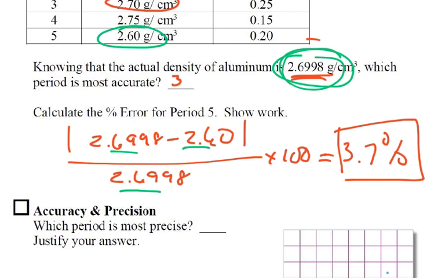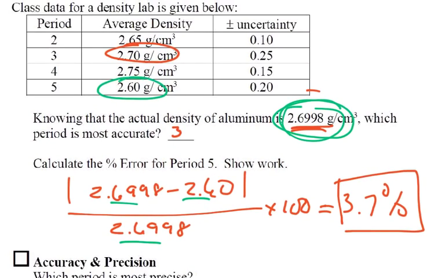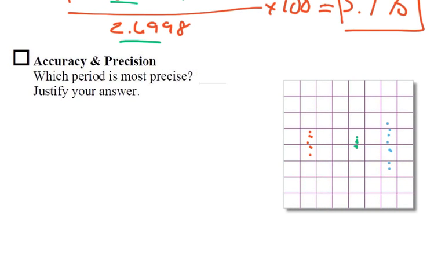That's percent error. Now the next question up here says, which period is most precise? Justify your answer. Well, here we have these plus or minus values, and these are pretty important. What they're saying is that if we were to take measurements for the same thing, how close would those measurements come to each other? So this one here, the red ones, would be a certain plus or minus value. But for my green ones, that would be a smaller plus or minus value. And the blue ones would be a larger plus or minus value, because there's more spread. So the most precise is whichever one has the smallest plus or minus value.